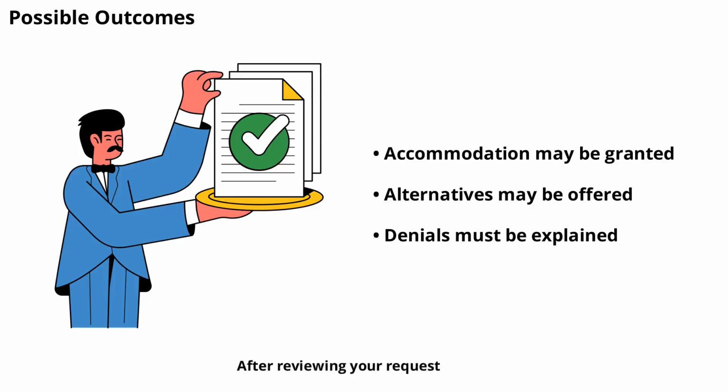After reviewing your request, the state office may grant the accommodation, suggest an alternative, or, in rare cases, deny the request if it would cause an undue hardship. If your request is denied, the office should explain why and discuss other possible solutions. Remember, the process is meant to be collaborative, not adversarial.